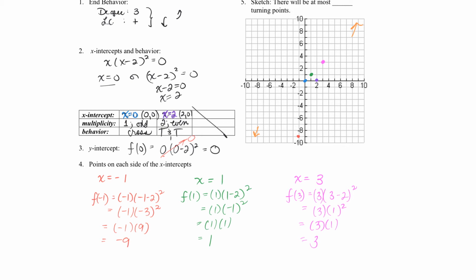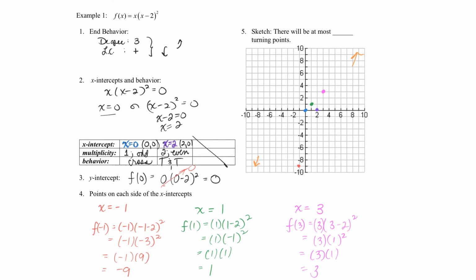So now we're about ready to sketch. We do know that since the degree of this polynomial is 3, there will be at most 3 minus 1, or 2, turning points. And without calculus, we won't know, unless they're occurring at the x-intercept, exactly where those points of relative maximum or relative minimum values will be. But we have enough to get a really good sketch.